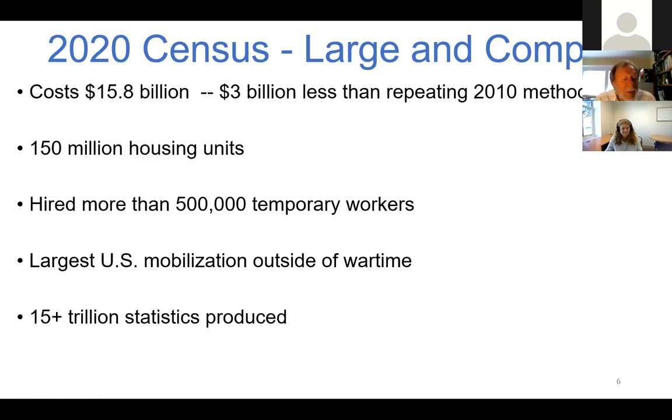And you can easily imagine in the summer of 2020, with COVID raging, a lot of the workers who might have applied didn't show up or didn't want to work where they were supposed to work. So that was a big undertaking and a difficult undertaking. The Census Bureau likes to say that they're the largest mobilization outside of wartime. As far as I could tell, that's true. And a statistic I heard the other day from the Census Bureau is that the census ultimately will produce 15 trillion statistics. And so that's a lot of data. And you can see not only the complexity of collecting the data, but analyzing it and reporting it are also major undertakings. So let's go to the next slide.